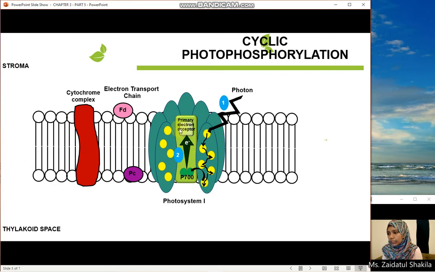Let's see what happens here. The excited electron will fall down an electron transport chain in a circle, from the primary electron acceptor of photosystem 1 to the protein ferredoxin, then to the cytochrome complex, next to plastocyanin, and eventually to the reaction center complex of photosystem 1, P700, from which it was ejected.